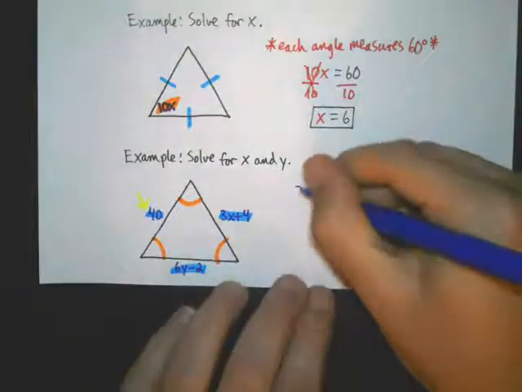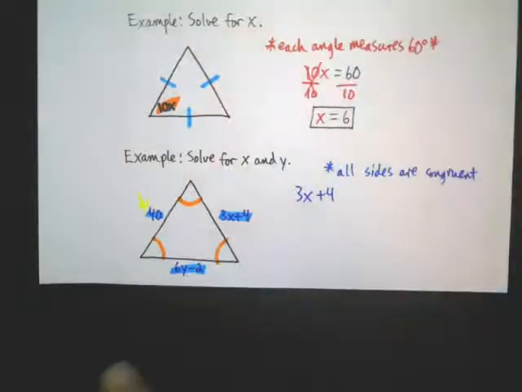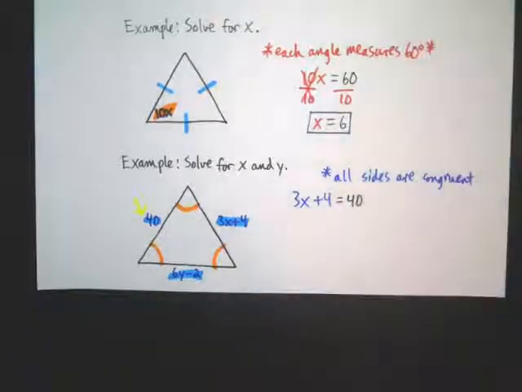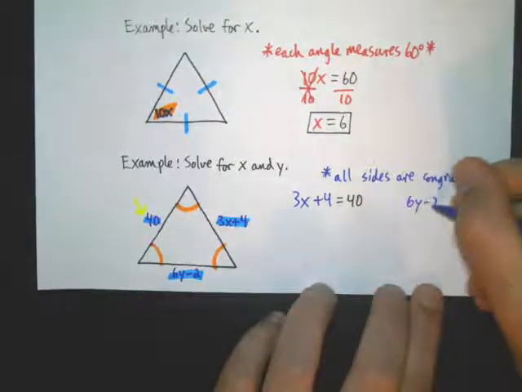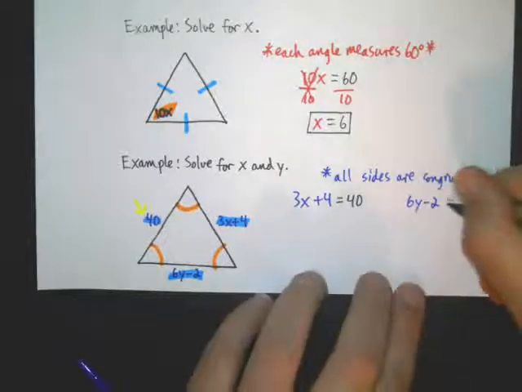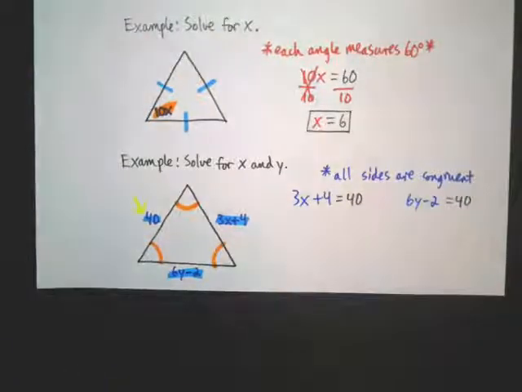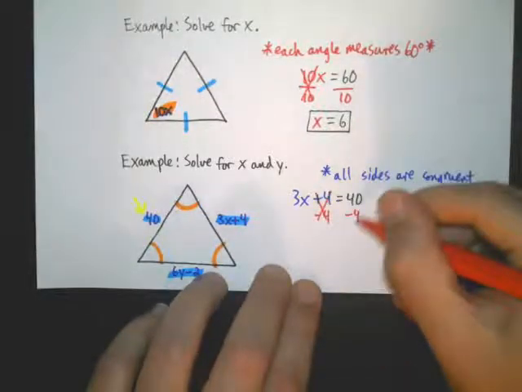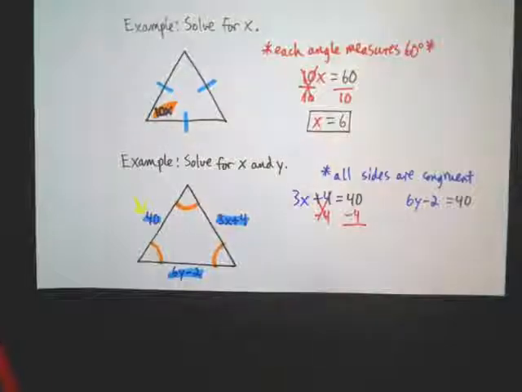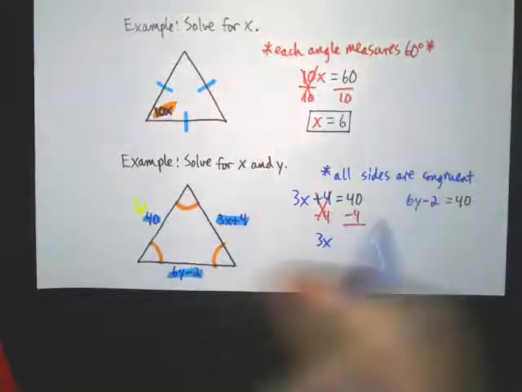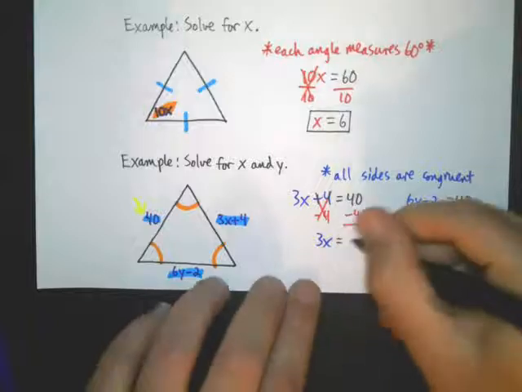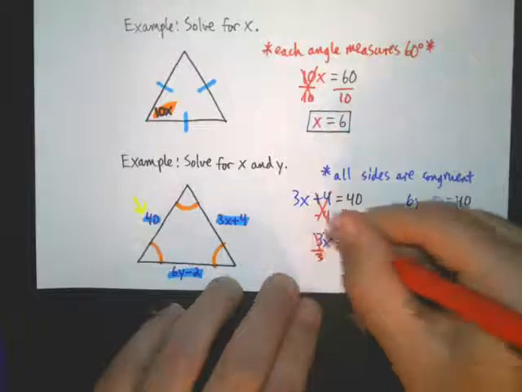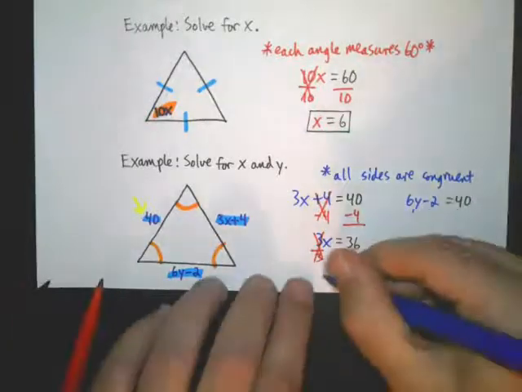So I'm going to set up 3x plus 4 equals 40. And I'm also going to set up 6y minus 2 equals 40. And now I'm going to solve those. 3x equals 36. Divide by 3 to find that x equals 12.